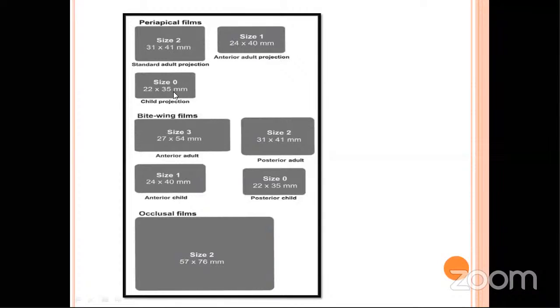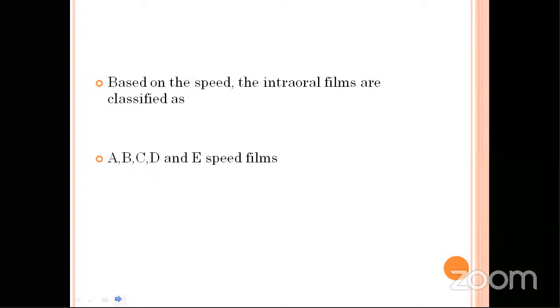Size 0 is the one used to take IOPA of children. Size 1 is for anterior adult. Size 2 is the one most commonly used. And bite-wing films are used exclusively to see proximal caries, divided into anterior adult, posterior adult, child, and anterior child. In the occlusal film, the dimension is 57 into 76 millimeters. This occlusal film technique is also called the cross-sectional technique. Based upon the speed, it is divided into A, B, C, D, and E films.